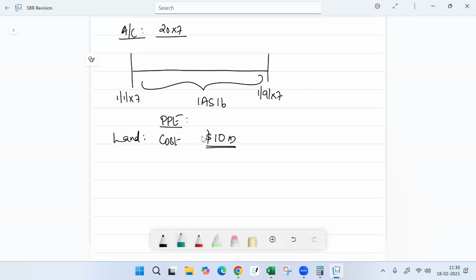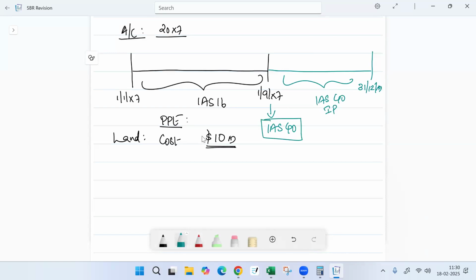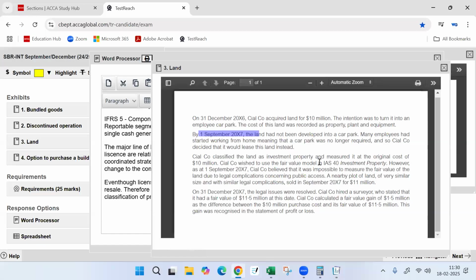So on 1st September, it was classified as IAS 40, and till the end of 31st December 20X7, this is classified as IAS 40 investment property. The standard says that on the date at which you classify it as IAS 40, you have to calculate the fair value of that asset. Now, what is the fair value of the asset on 1st September? What is it given? They were unable to identify the fair value, correct?